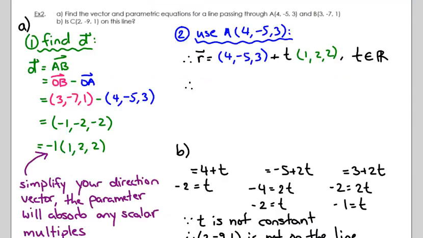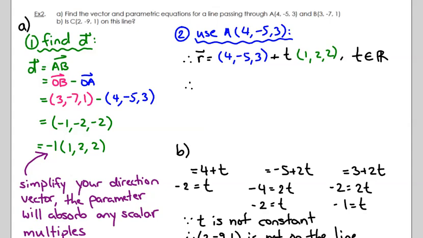Okay, so let's try out some more examples. I think I have about 5. Example number 2, find the vector and parametric equations for a line passing through 2 points. In grade 9, we had talked about find the equation of a line passing through 2 points. And the first thing you would do is you would find the slope with those 2 coordinates. Except I have no idea how to find the slope of 3-dimensional vectors, but I do know how to find the direction vector, which is kind of like a slope.